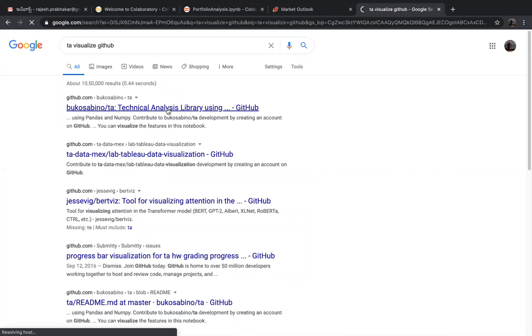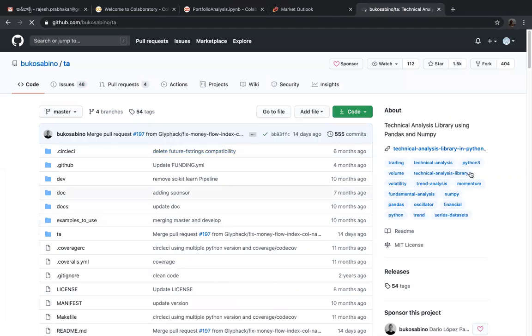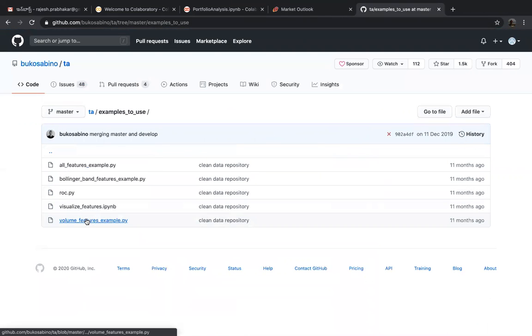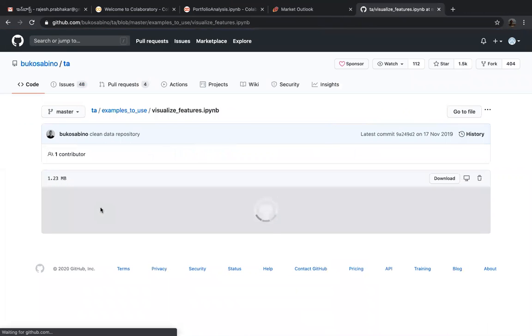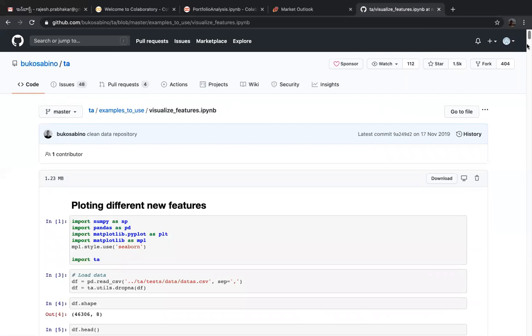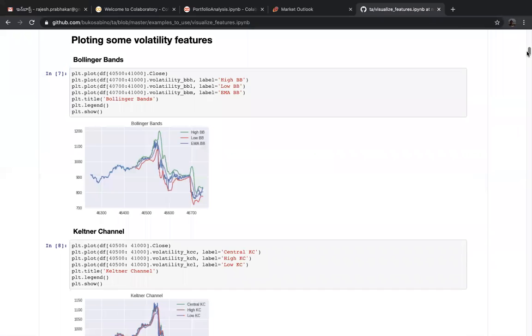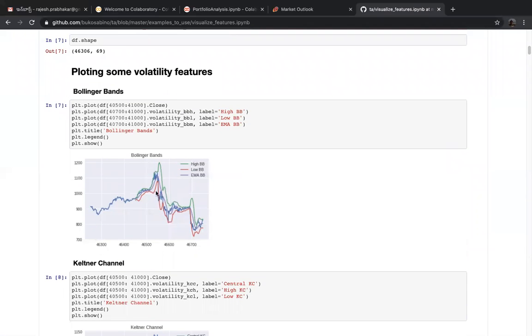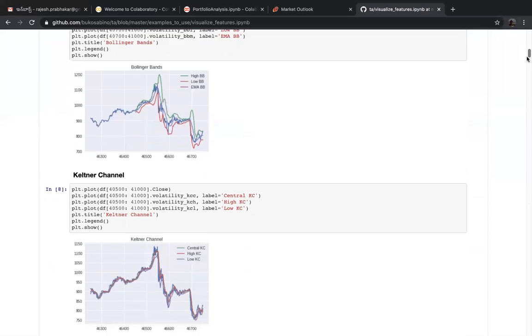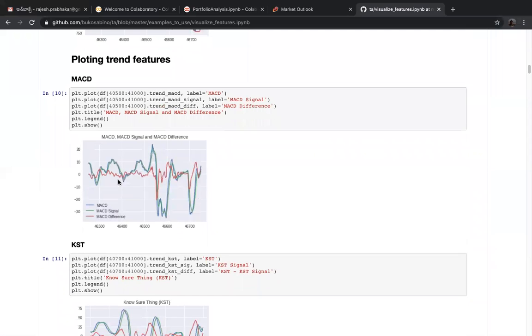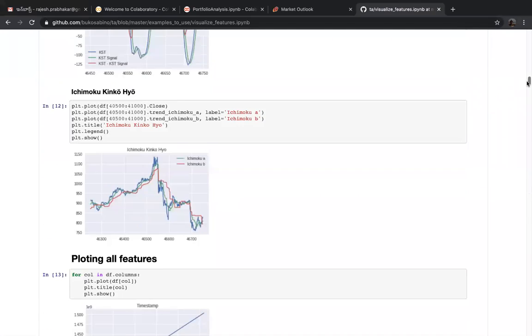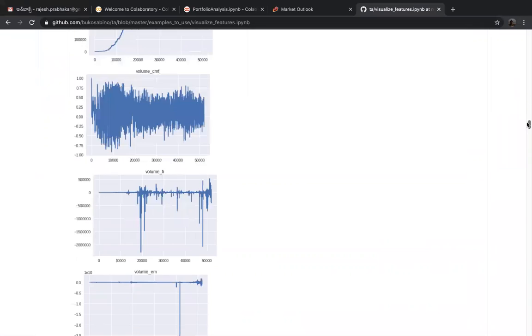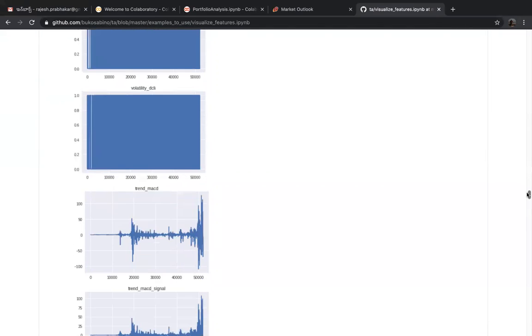You'll see in GitHub, in this GitHub, examples to use. See here, visualize features. In this place you will see how to plot, how to do everything. The writer of the program gives it to you. See, Bollinger Bands plot, this is your Bollinger Band surrounding the price. Keltner channel, Donchian channel, MACD. I plotted MACD, right? Actually, MACD will look like this: signal, difference and MACD. Then you can see KST, Ichimoku Kinko Hyo, and here he is giving you all these different types of plots.